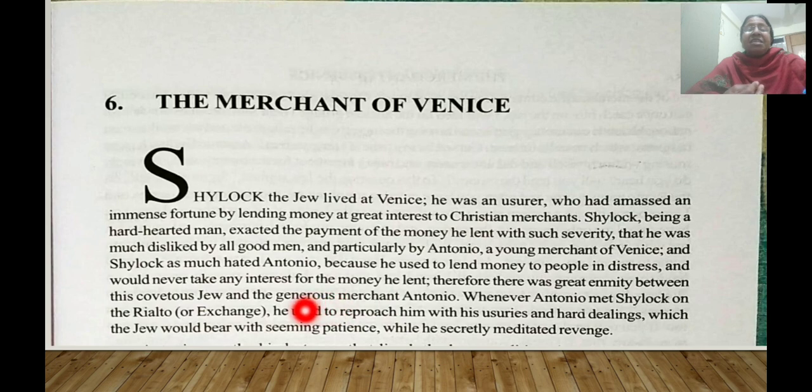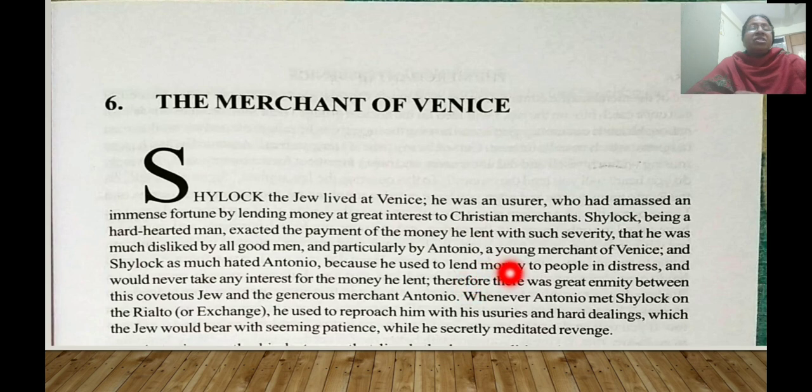It would seem that he had a lot of patience because he never answered back, while he secretly meditated revenge. But was he really not angry? Secretly, in his mind, he pondered taking revenge. So from this paragraph we come to know that Shylock was a Jew and a merchant in Venice. And what was his business? His business was money lending.